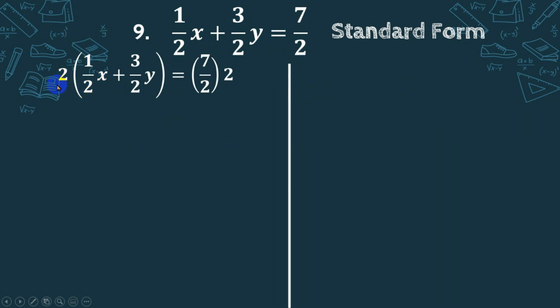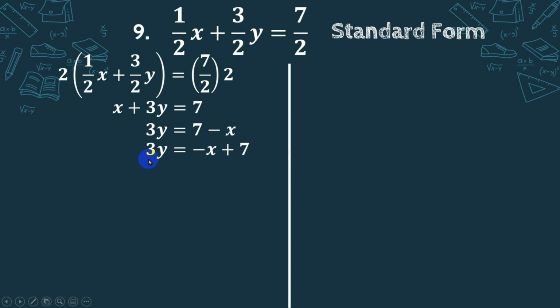So, 1/2 x times 2, that will be x. And then, 3 over 2y times 2, matitira na lang po ay 3y. Then on the right side, 7 over 2 multiplied by 2, makakancel po natin yon. Then, magiging result na lang po is positive 7. So from here, we can start adding the additive inverse of x. So ano ang additive inverse of positive x? That is negative x.